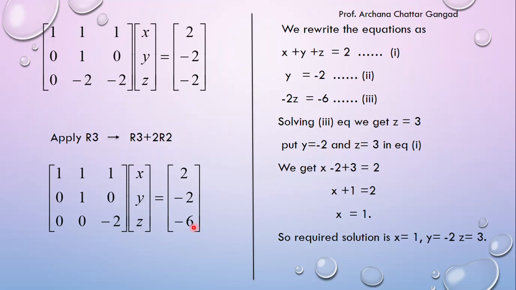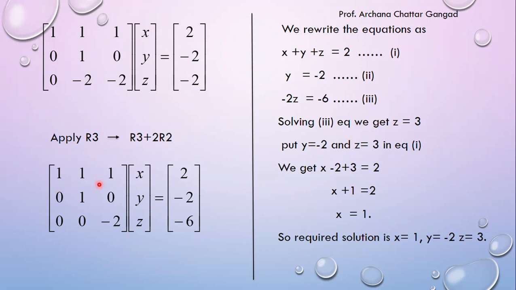We have to apply the same row operation on constant matrix also, that is B matrix. First and second row as it is. So now this coefficient matrix becomes an upper triangular matrix. Now observe this, below this all diagonal element, all the entries are 0, so it becomes an upper triangular matrix.